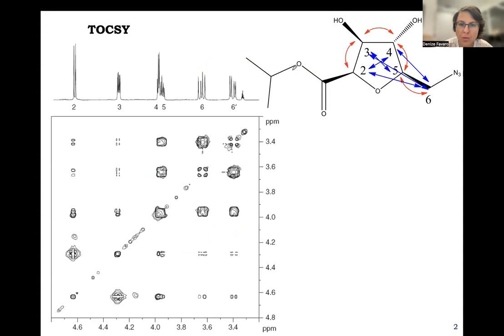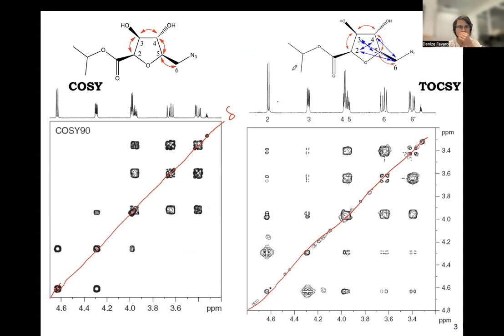Okay, so on this slide, I have a comparison between the COSY and the TOCSY experiment, and here is the assignment. So I have H2 here, H3, 4 and 5, and 6 and 6 prime here. So look at this on the COSY. The red arrows here show the COSY correlations, same as here. The red arrows are showing the COSY correlations.